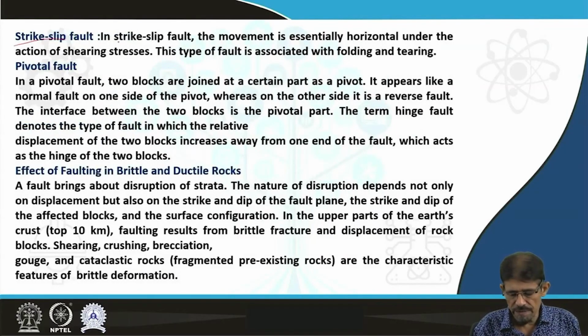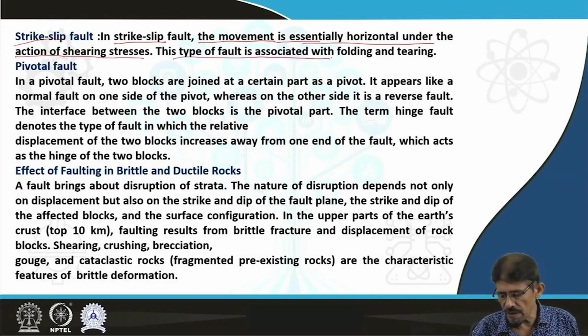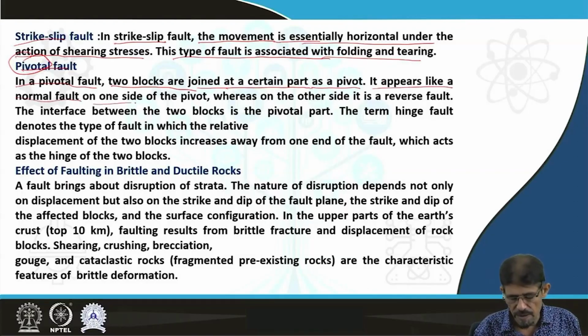Strike slip fault, in which the movement is essentially horizontal under the action of shearing stress, and this type of fault is associated with folding and tearing of the rocks. Pivotal fault, as the name indicates, is fixed on an axis. In a pivotal fault, two blocks are joined at a certain part as a pivot, and it appears like a normal fault on one side of the pivot, whereas on the other side it is a reverse fault, therefore recognized as a pivotal fault. The interface between the two blocks is the pivotal part.